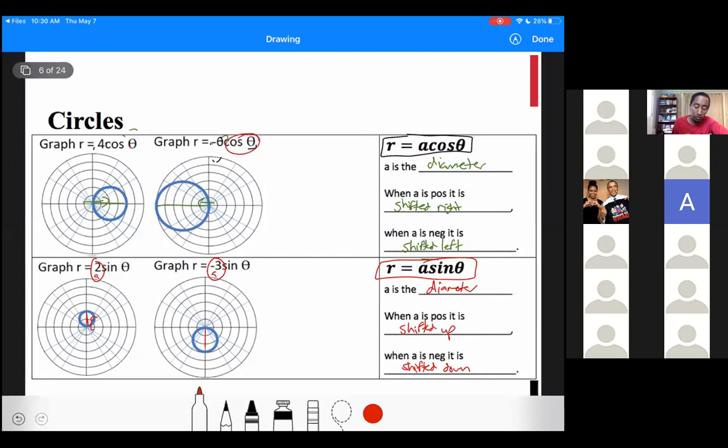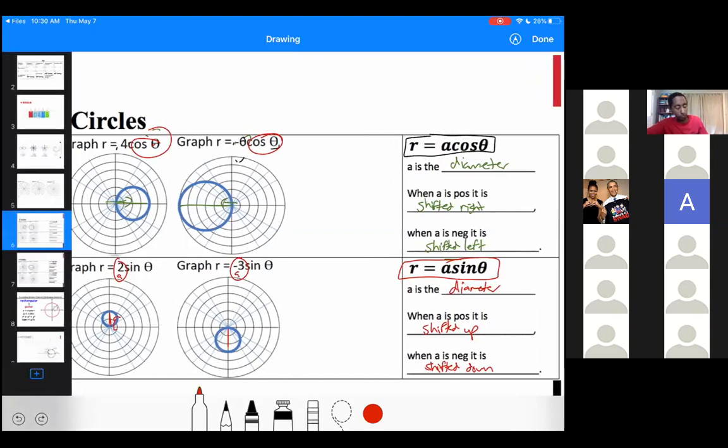If we have a cosine in the circle equation, cosine is x, so it's going to be along the x-axis, either left or right. Sine on the unit circle is y, so that reminds me, okay, if sine is in the equation, it's going to be on the y-axis, up or down. That's kind of how I remember those for polar. So that's for circles, and a is just a diameter.